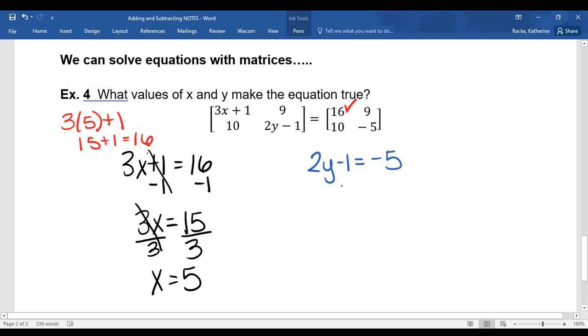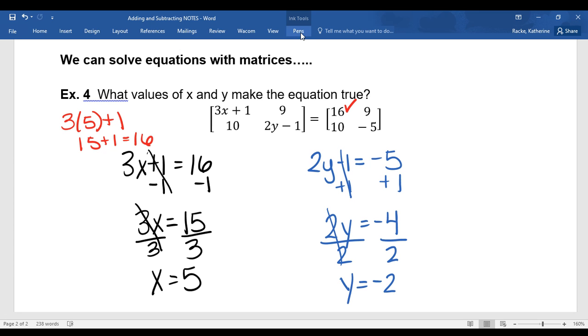Now we're going to solve for y. Start by adding 1 to both sides. Cancels out on this side. I'm left with 2y. Negative 5 plus 1 is going to give me a negative 4. I'm going to divide by 2 on each side. So y would equal negative 4 divided by 2 to give me a negative 2.